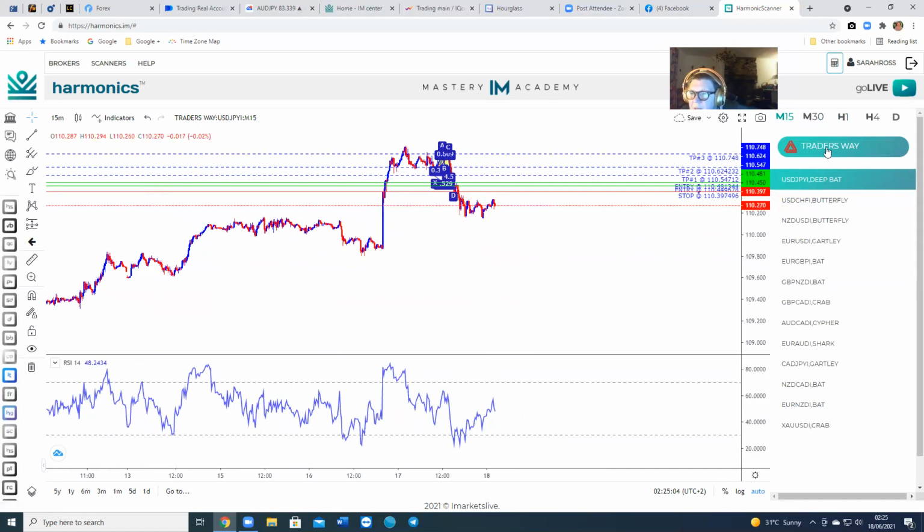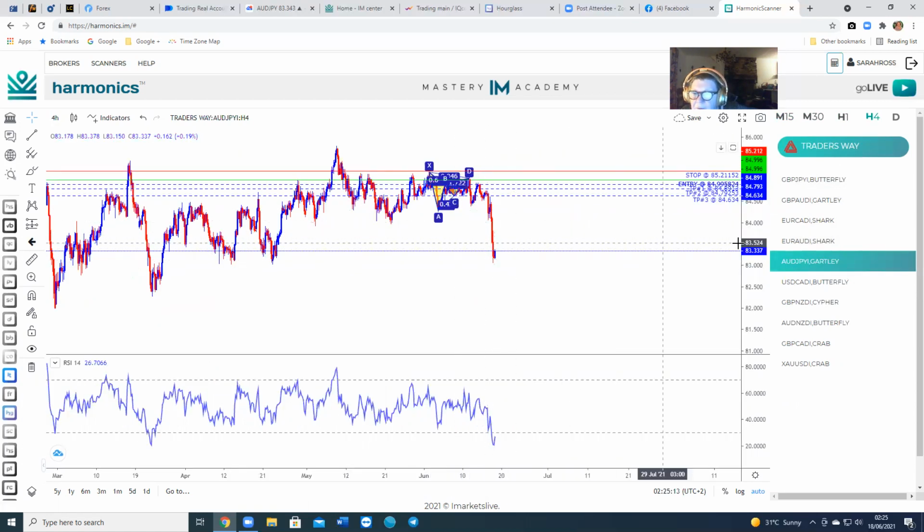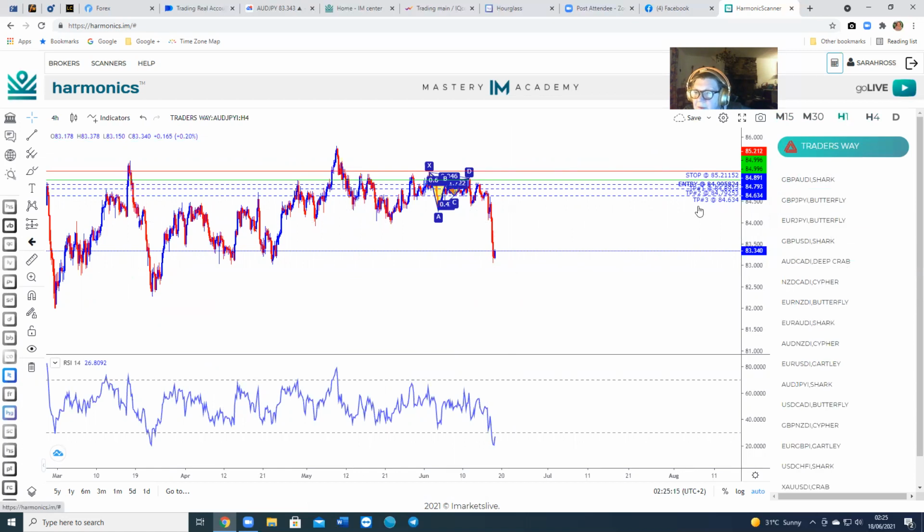That's banker's strategy. So that's it on looking at those. And there's an AUD JPY. That's finished. So I haven't got a great deal of scans apart from that at the moment. So I'm now at 25 past.